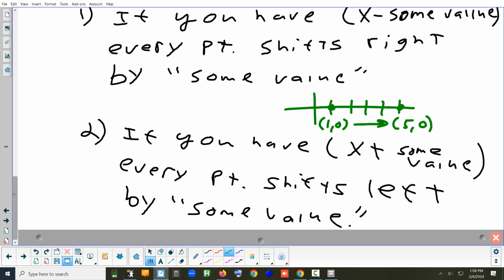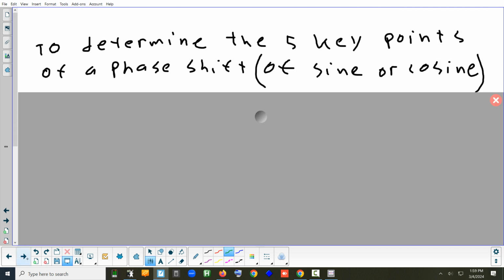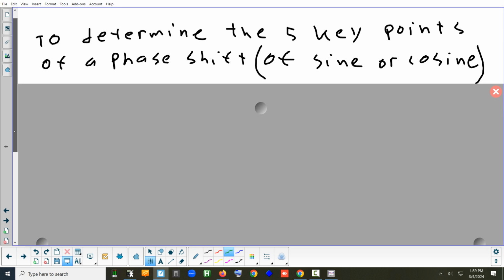How about if you shift something to the left? What happens to the x value? It decreases. When you move something left, the x value gets smaller. So it's the opposite of what you see right here. You might think, oh, plus, it's going to get bigger. No, when you see a plus, it moves left. It gets smaller. Okay, so we always have to do the opposite. All right, so let's write that down.